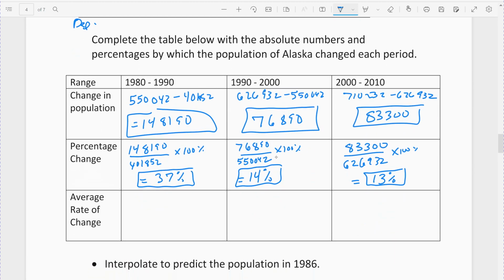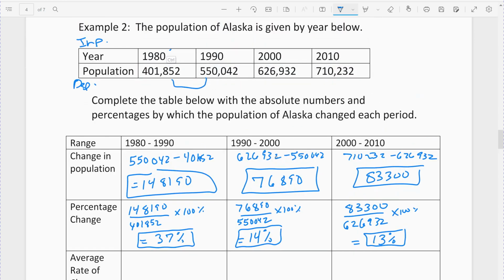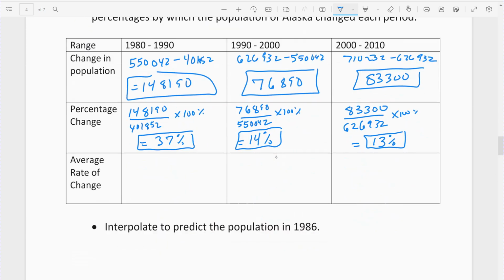All right, so the last part is find the average rate of change. Remember, that's the change in the function divided by the change in the time. The change in the time for all of these is 10 years, right? 10 years for each one. 1990 to 1980, 10 years there, and 10 years there. So for each one of these, we're going to divide by the change in time, which is years. So I'm going to take my 148190 and divide by 10, and I'm going to do that for every single one of these. All of them are going to be the change in the population divided by 10.